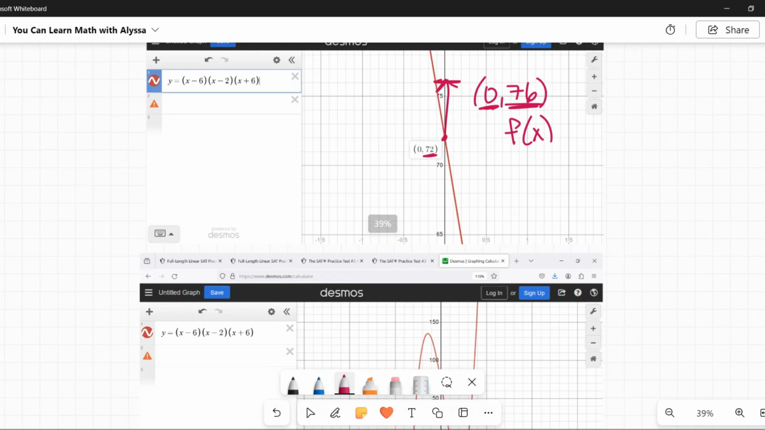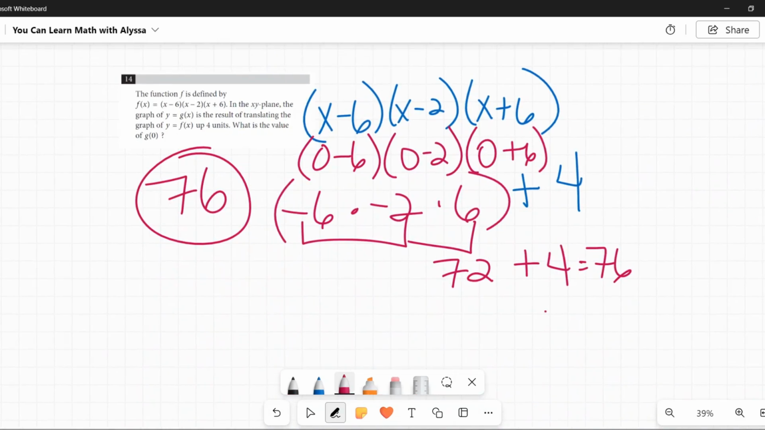You can do it by the math of going, oh, I'm going to put 0 in for each of these 3 and then add 4, or you can graph it. Just be very clear that you understand what's happening when we say translate it up 4 units, what happens to that function, and you'll get the right answer either way of 76.